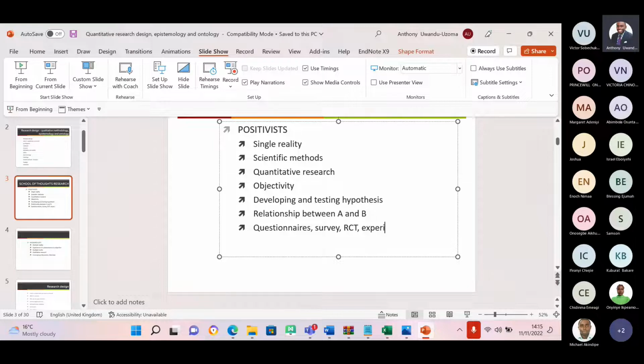So if your research is any of this type, you know that you belong to this group. When you hear cohort study, case control study, all of them, they are all examples. They are all positivists. Okay.